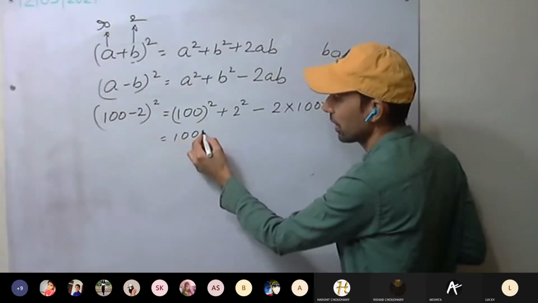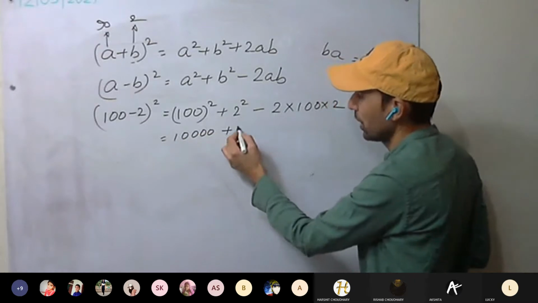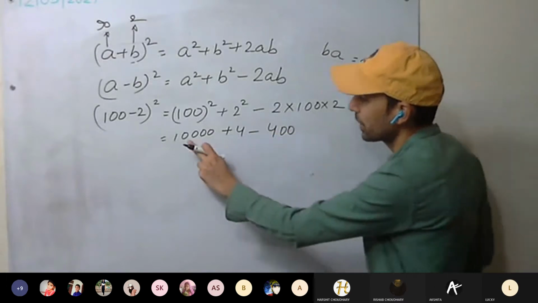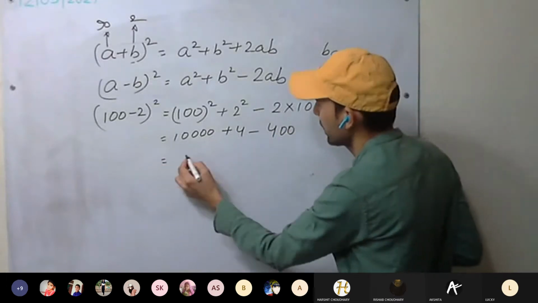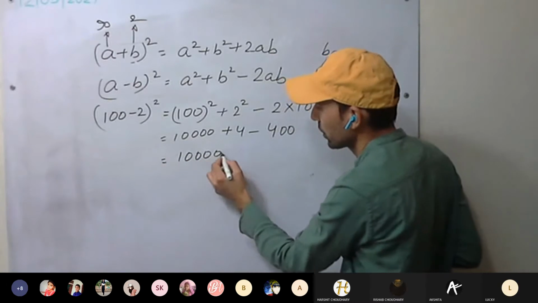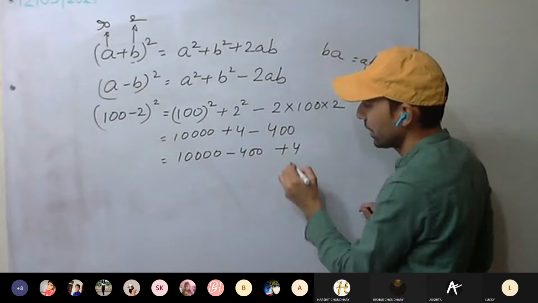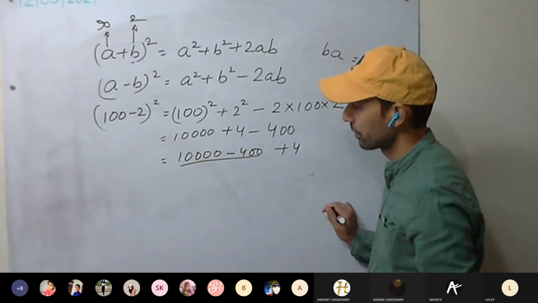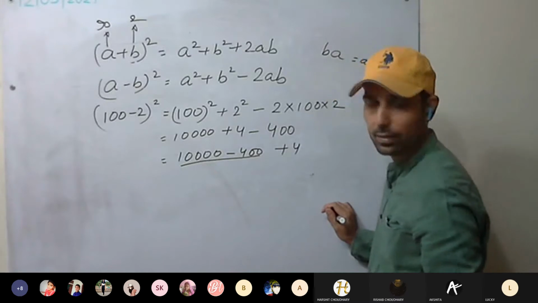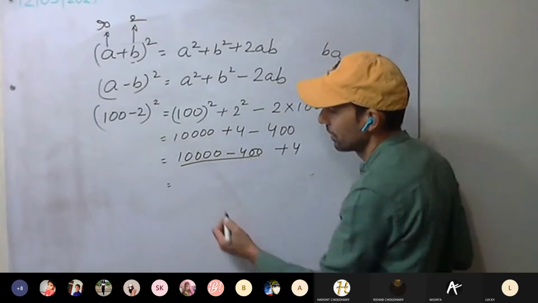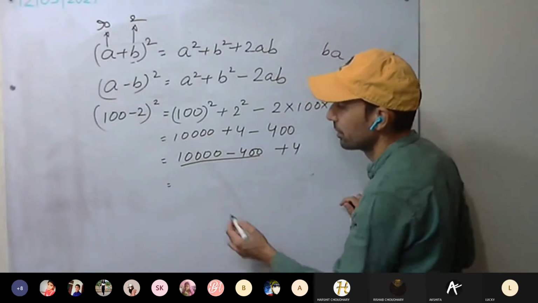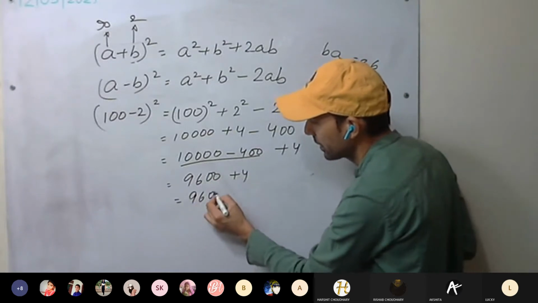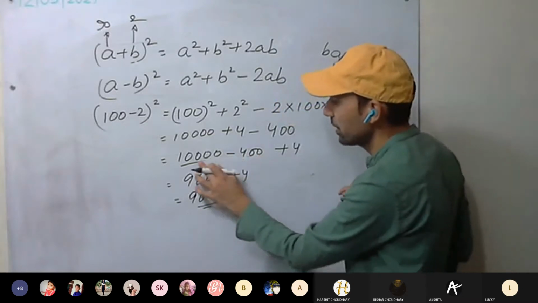So 100 square, 2 zeros, 4 zeros: 10000. Plus 4, minus 2 into 4 into 100, 400. Subtract this one, 10000 minus 400 first. Then we will add 4 afterwards. How much are you getting? 9600, and plus 4, 9604.